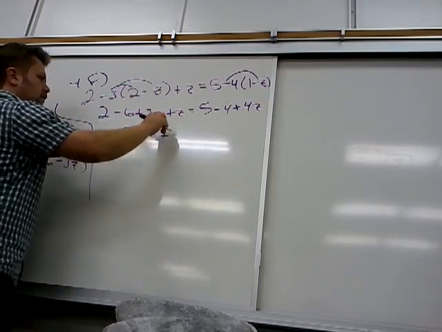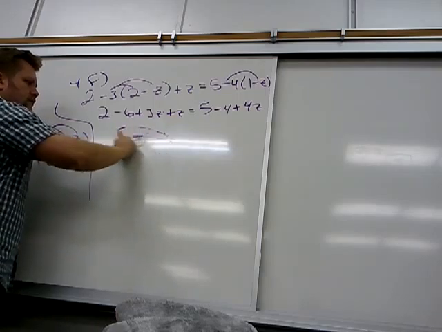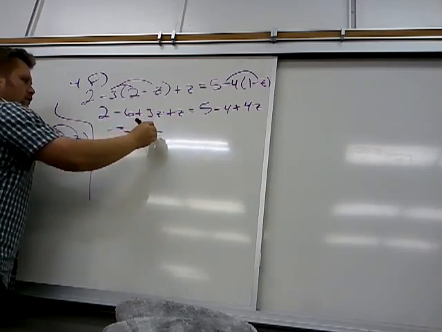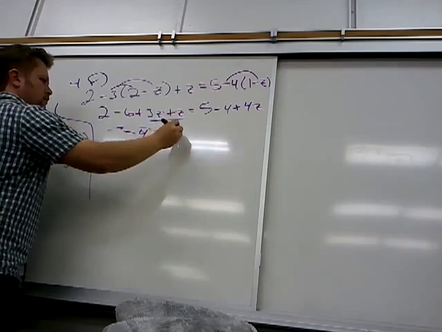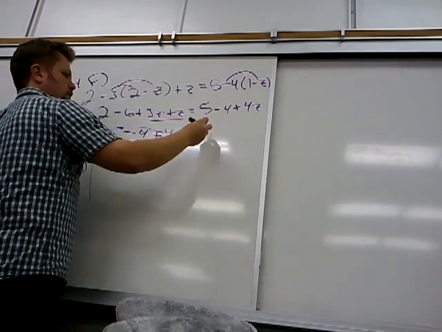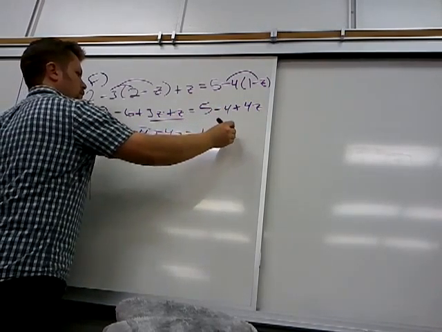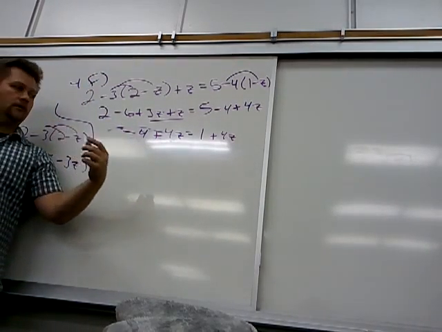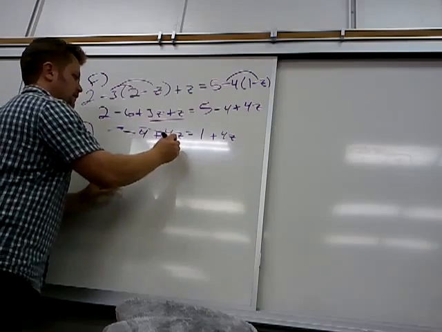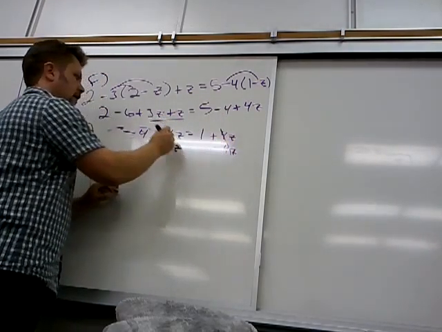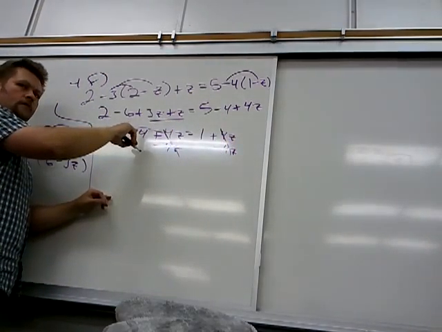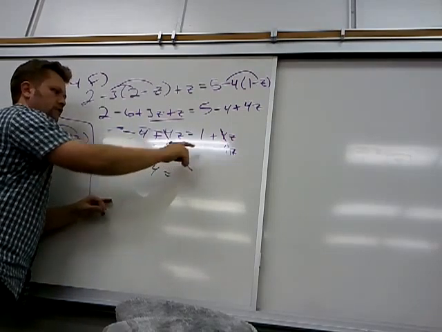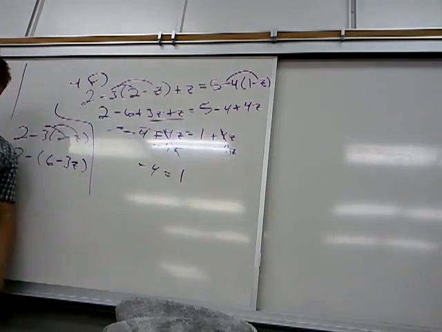I get 2 minus 6 plus, well, what's 2 minus 6? Negative 4 plus 4z equals 1 plus 4z. If I try to get my z's together, minus 4z both sides, they cancel. So I get negative 4 equals 1. No solution.